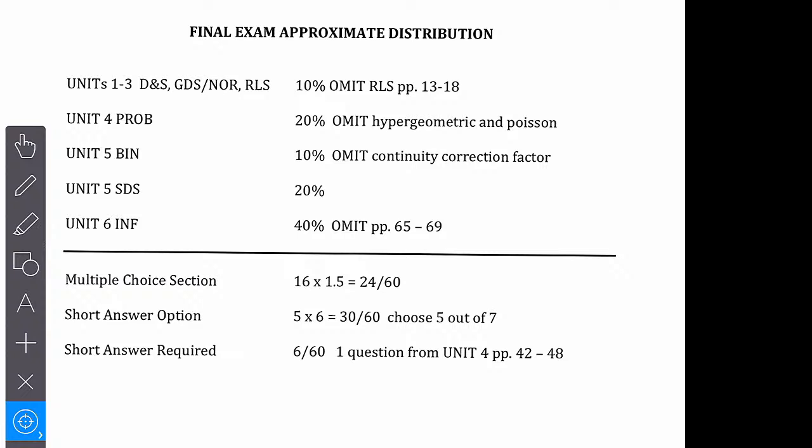So there's going to be 16 multiple choice problems. Good afternoon, Yvonne. There's going to be 5 short answer problems and then 1 short answer that is required. So you're going to have options here. You're going to choose 5 out of 7 problems to answer in the space provided. And then you're going to have a short answer problem here that everyone has to do, no choice. And that's going to be chosen from Unit 4, pages 42 to 48. That's the discussion of rules of means and variances.